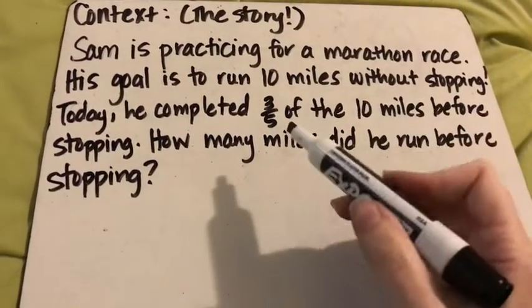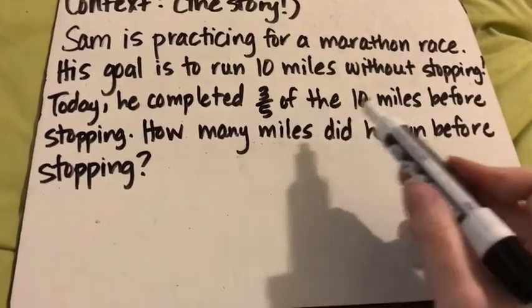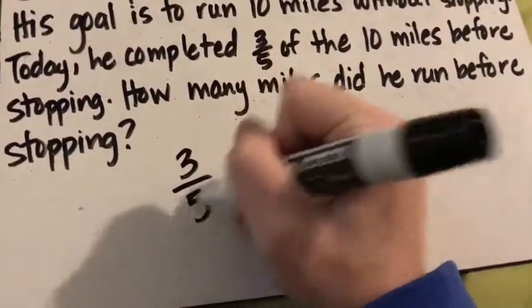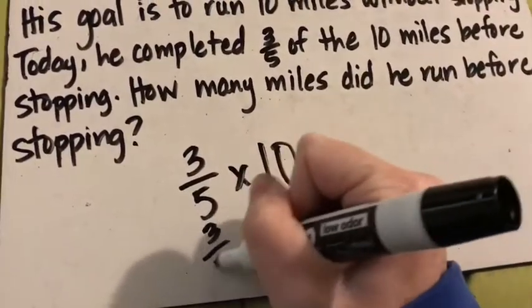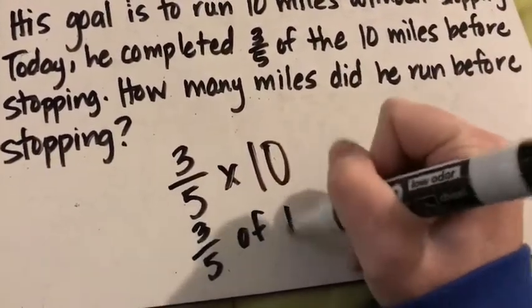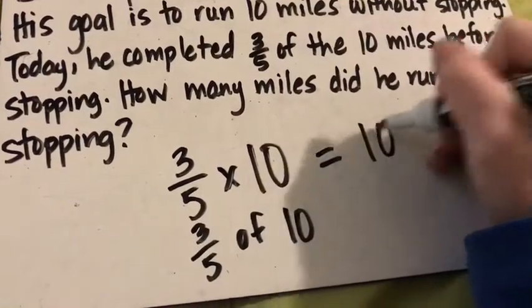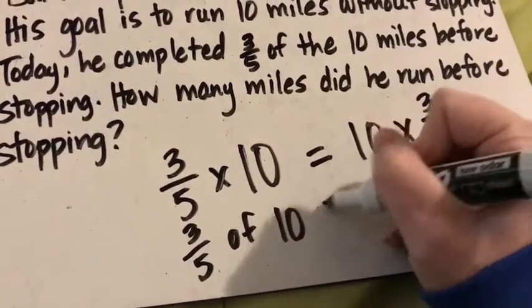All right, so first thing, I know that he completed 3/5 of the 10 miles. So that tells me that I'm going to be doing 3/5 times 10, because this means 3/5 of 10 miles. You can also think about this as 10 groups of 3/5.